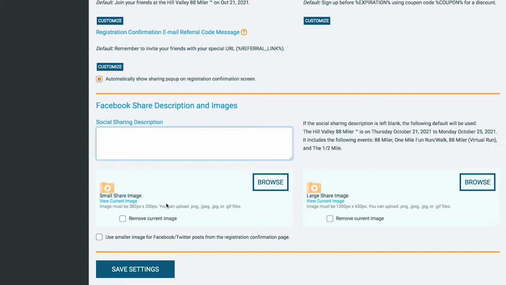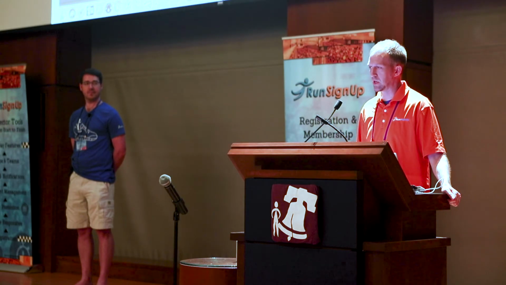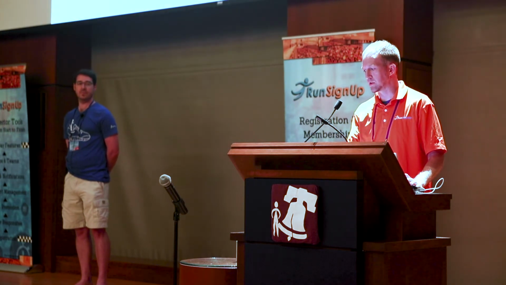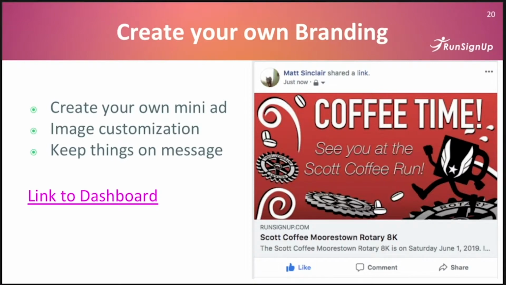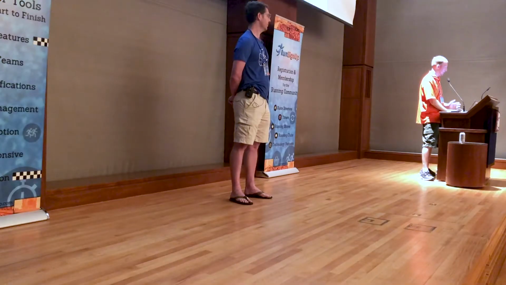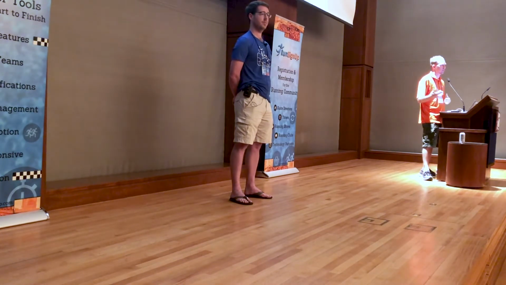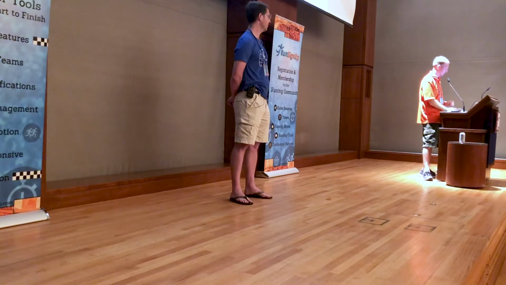So there are some image parameters in here. I don't know if you can see that highlighted, but it's 382 by 200 pixels for the small share image, and 1200 by 630 for the large image. And so you upload those, and whenever you share the link on Facebook, it'll show you what you've plugged in there. So it'll look like this rather than the default logo. That's one thing that I always recommend people do, because it's a free advertisement for your race anytime somebody shares. You're posting on your Facebook page that you have for the race, or you're posting on your event page, and that's what's going to come up every time.